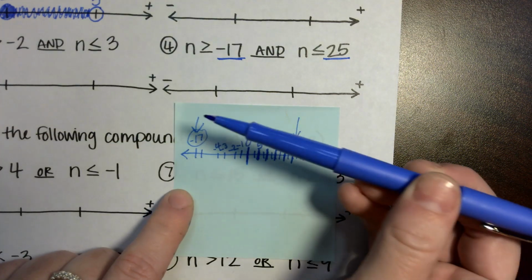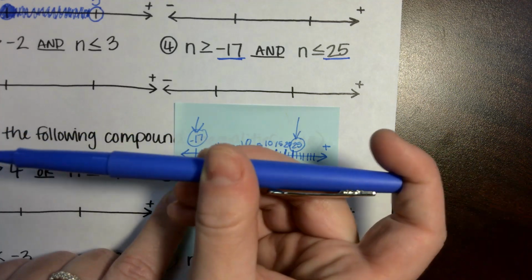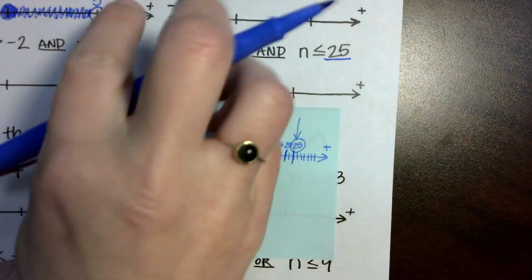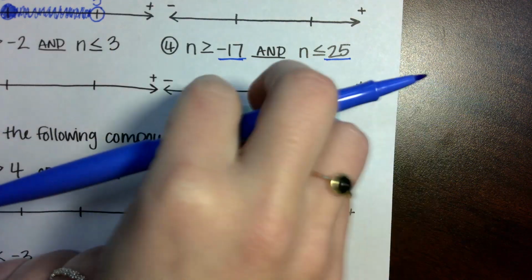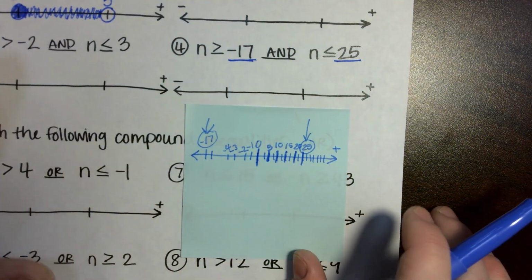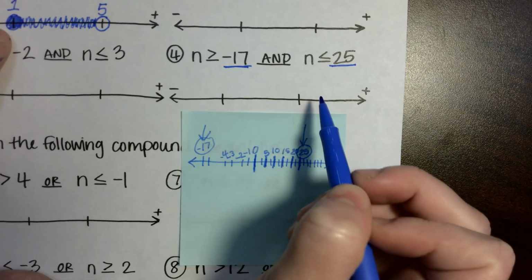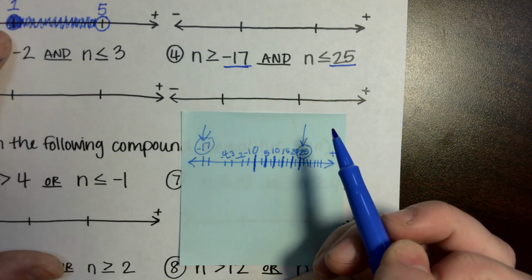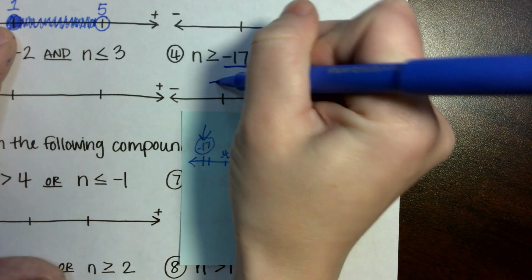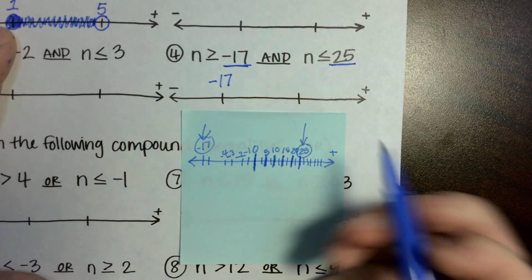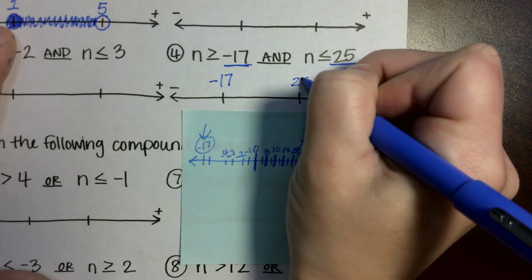We want to put the smaller value first towards the minus sign, towards the smaller numbers. We want to put the larger number towards the plus, towards the bigger numbers. So now that we've talked about this, which number comes first on my graph? Negative 17. Good. And what do I put here? 25. You guys got it.